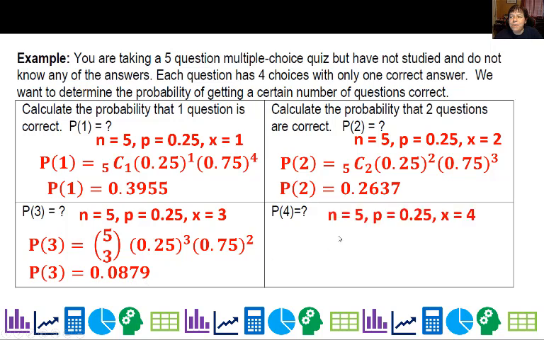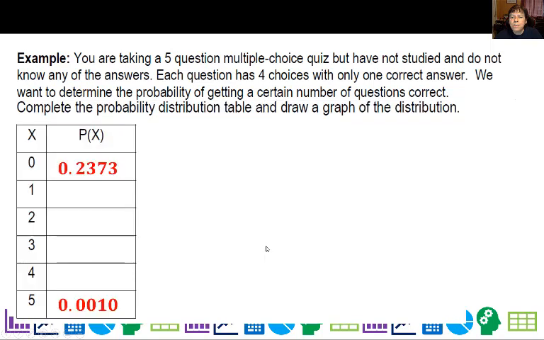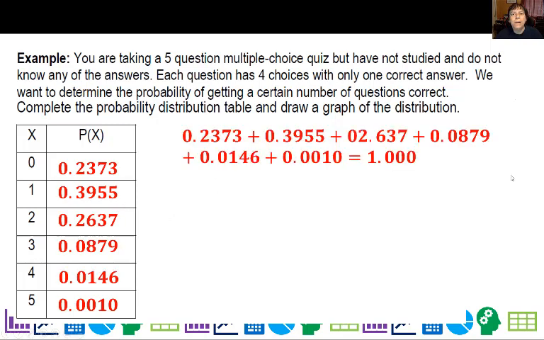Then finally, 4 things. And so there's 5 choose 4, right? And we get 0.0146. Now, if we did a good job and we put all these numbers in our table, there they are. Then we check it. Do they all add up to 1? They do. Yay! We didn't make any mistakes.